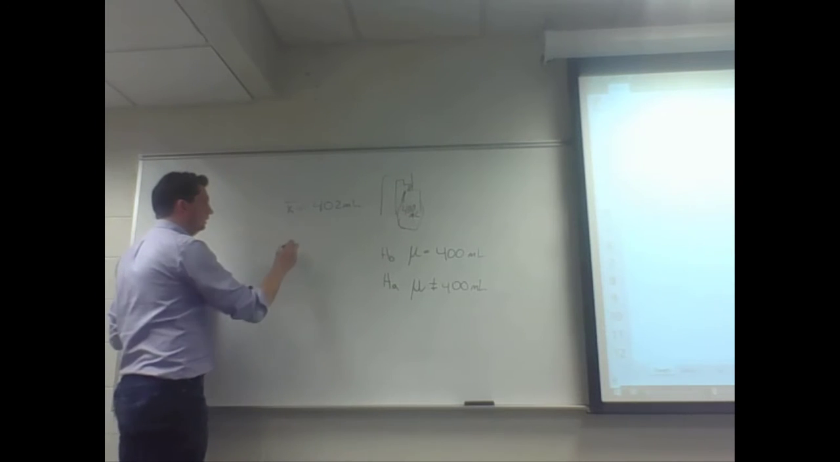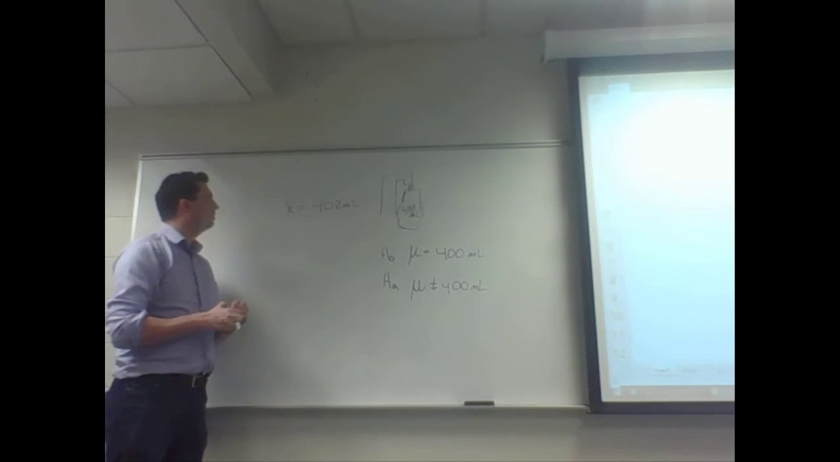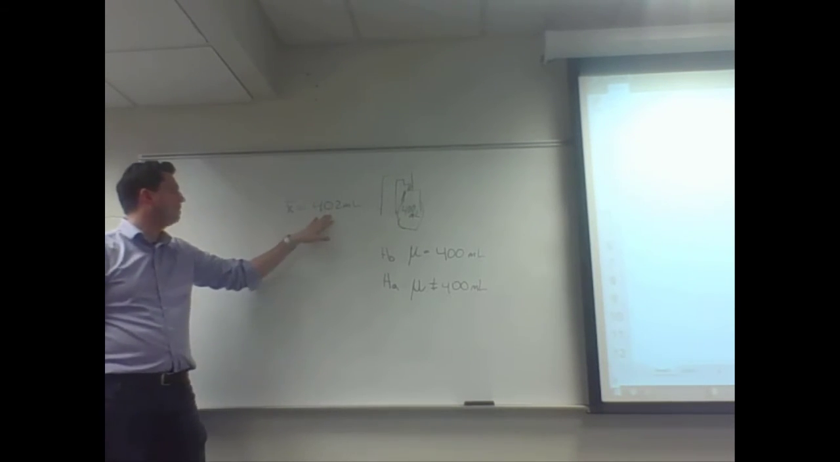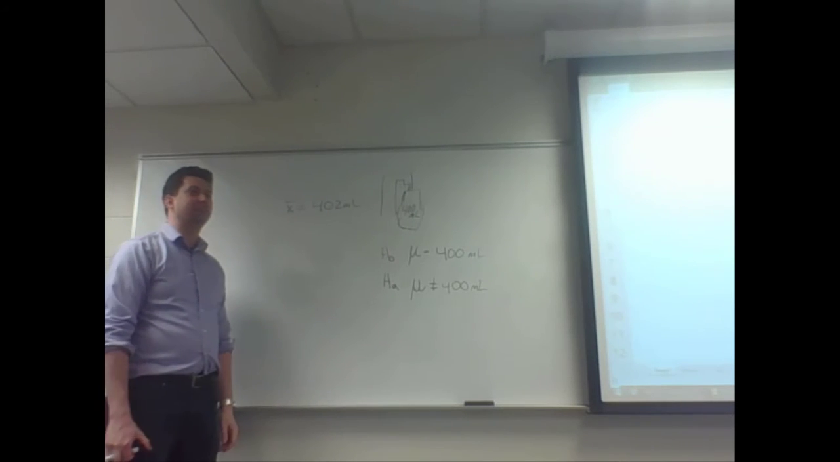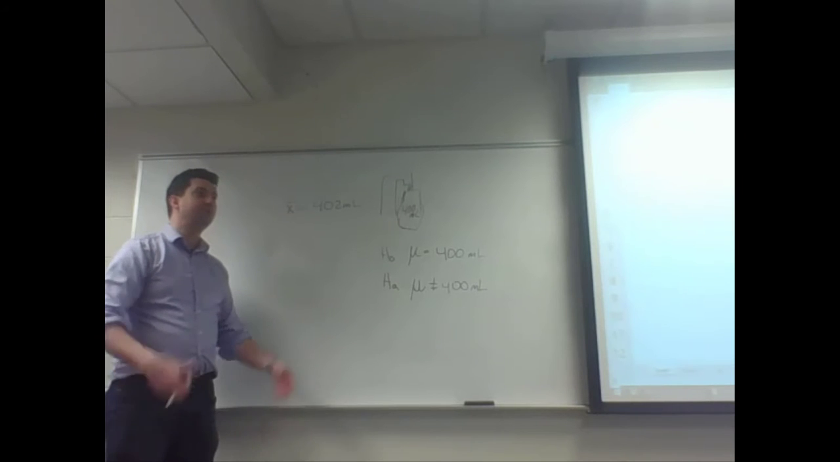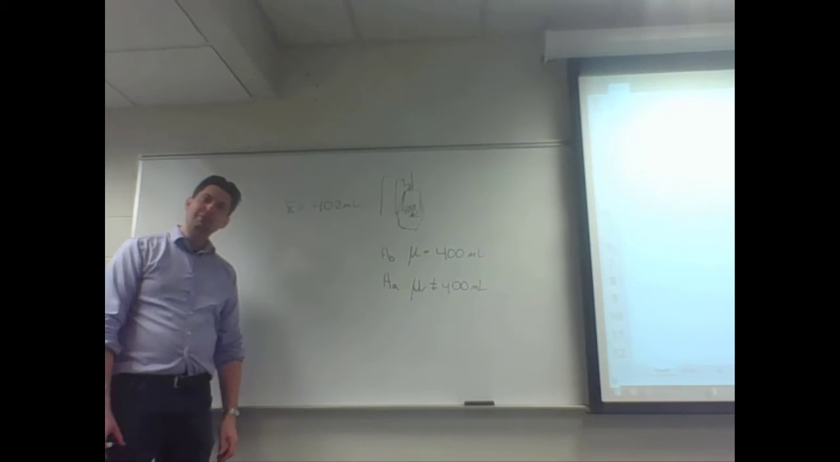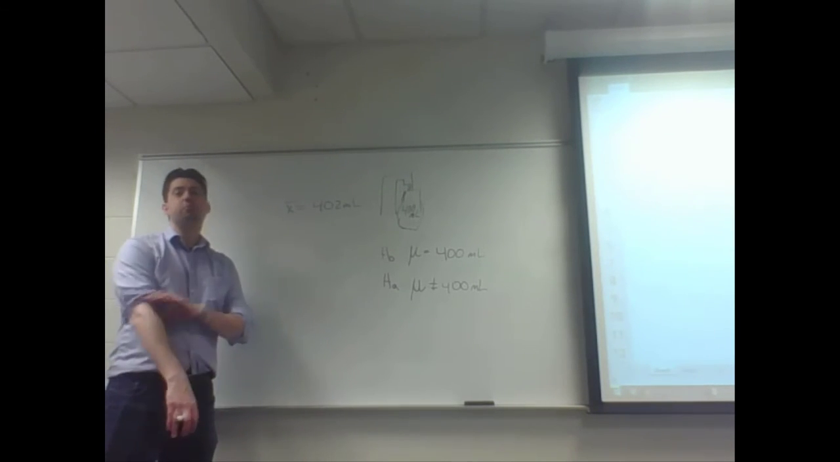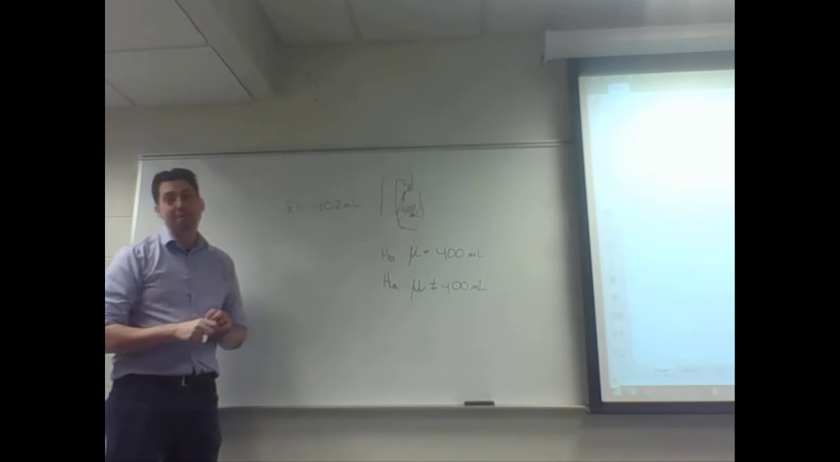So let me put it this way. Let's build on that. Let's imagine this didn't come out at 402. Let's imagine it came out at like 500 milliliters. It's supposed to put 400 milliliters. It's putting in 500 milliliters. Is that random chance? No. So probably it could be, but probably not.